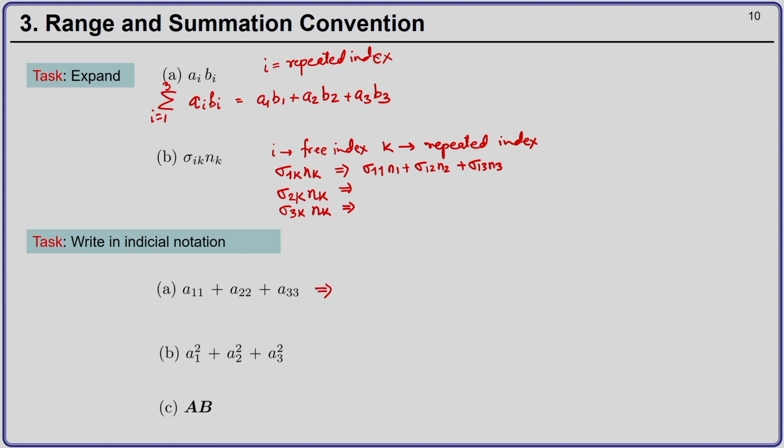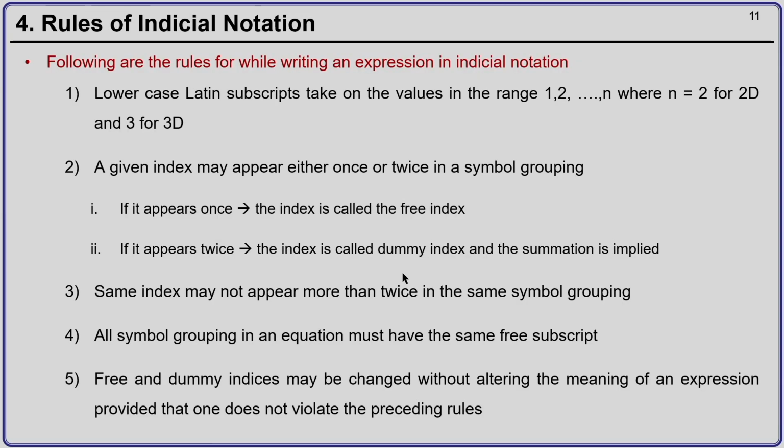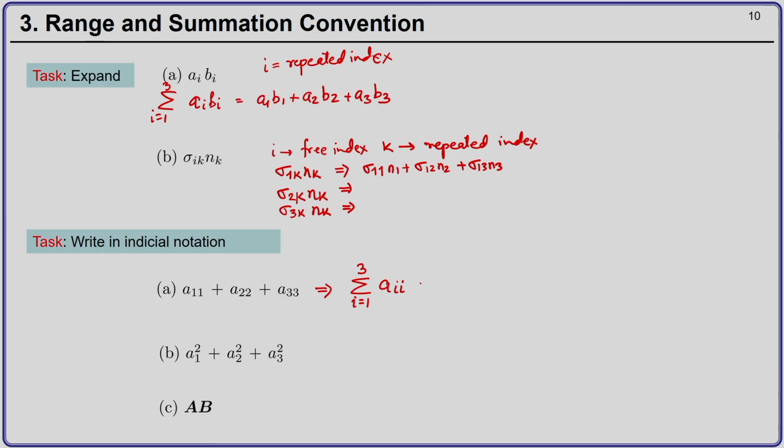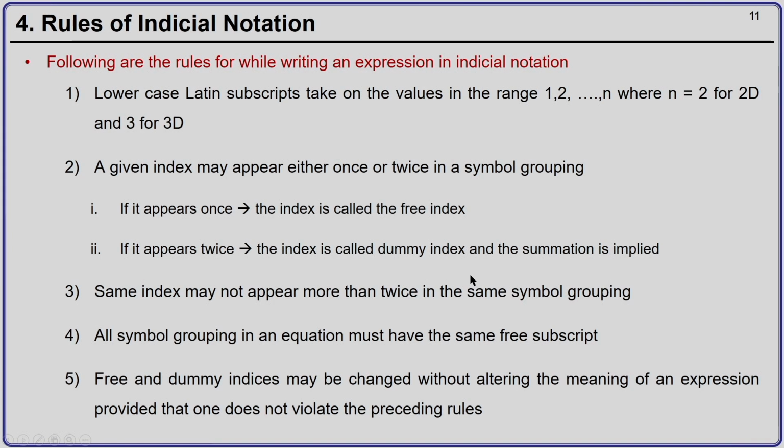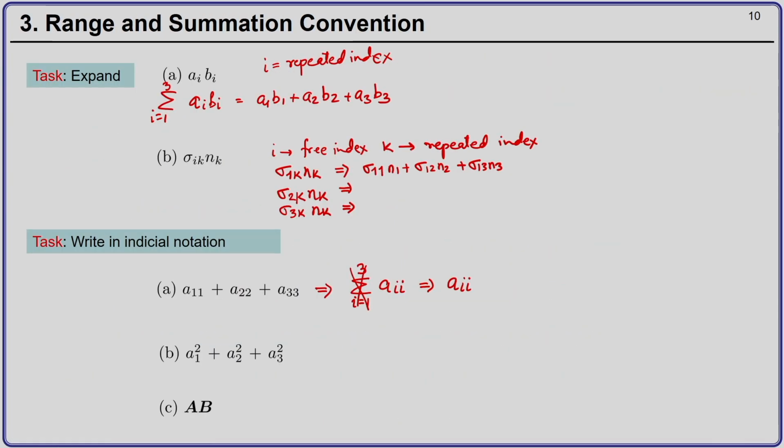Given an expression a_11 plus a_22 plus a_33, I can write summation i equal to 1 to 3 of a_ii, and using the summation convention I can drop the summation symbol and write simply a_ii. That is my expression in the indicial notation.